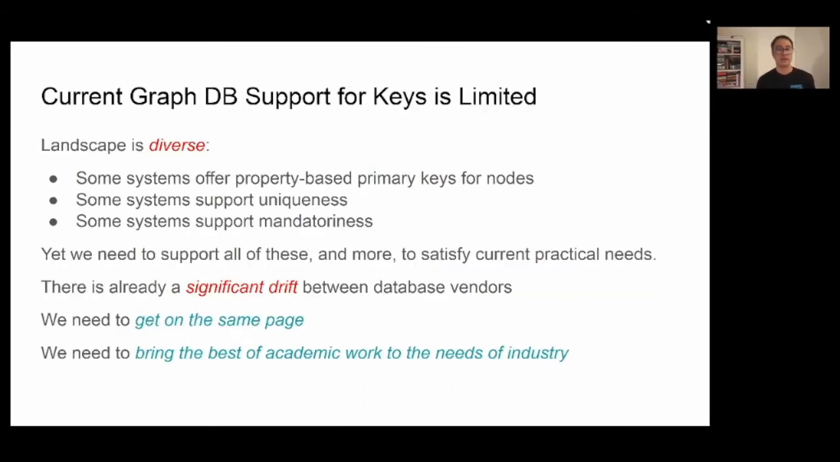If we look at the current support for keys in graph databases, it's very limited and diverse. Indeed, if we look at the landscape, we have that some systems offer property-based primary keys but just for nodes. Some systems support uniqueness constraints, and some systems support mandatoriness. Yet, if we look at contemporary applications of graph data management, we need to support all of these and more to satisfy these needs.